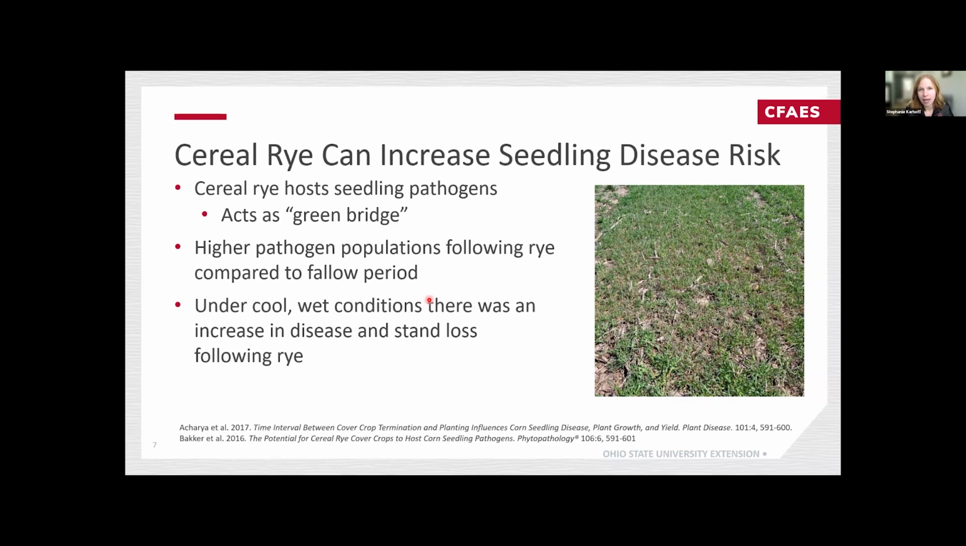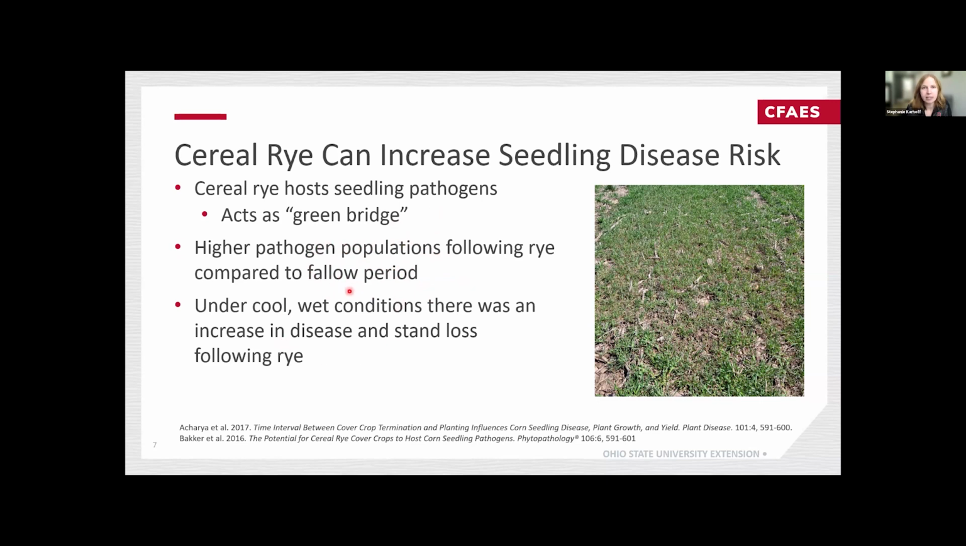So though cover crops have lots of benefits like nutrient retention, weed suppression, and ground cover, one thing to keep in mind is that they can serve as that reservoir for the seedling pathogens in corn. What they found at Iowa State was that they had higher pathogen populations following that cereal rye cover crop compared to having no cover crop or having that fallow period during the winter months.